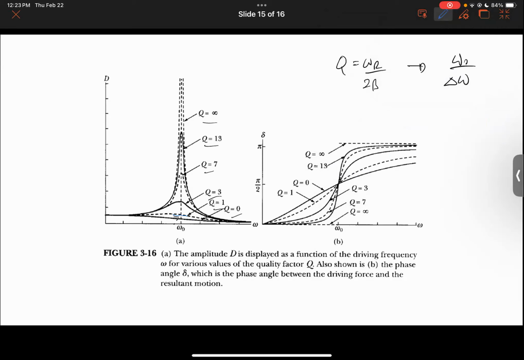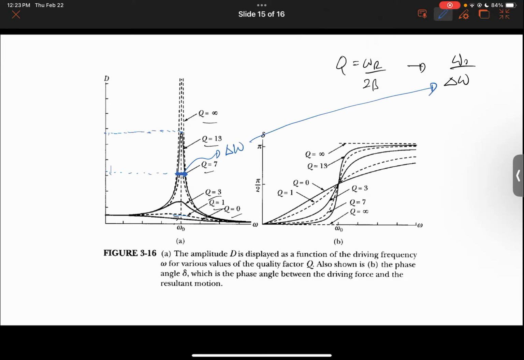So, ano ibig sabihin yan? If we take this graph, ito yung maximum ng graph na to. So, anong Q to? Q equals 13. So, Q equals 13, yan yung maximum niya. Kunin niyo yung kalahati niyan. So, ang kalahati niyan is somewhere here, I suppose. Okay, and then, yung kalahati niyan has this width. Okay, yung width na yan yung delta omega. At yan yung insert niyo doon. Okay, so that's how you describe yung quality factor.